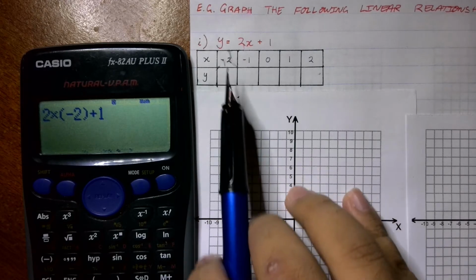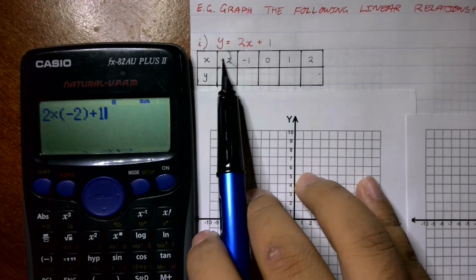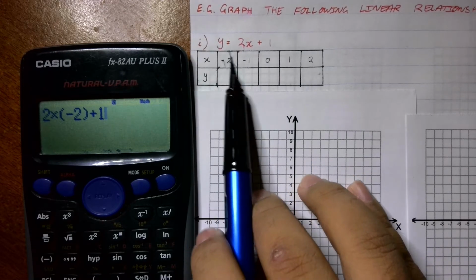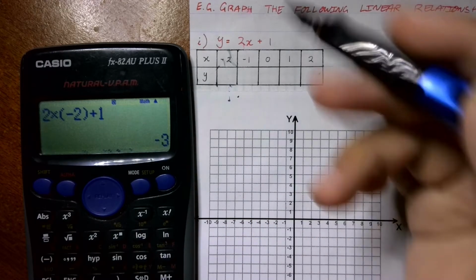Can you see how this equation is 2 times x? But in this box here, we want x to be negative 2, so it will look like this. Press equals, and we get negative 3.